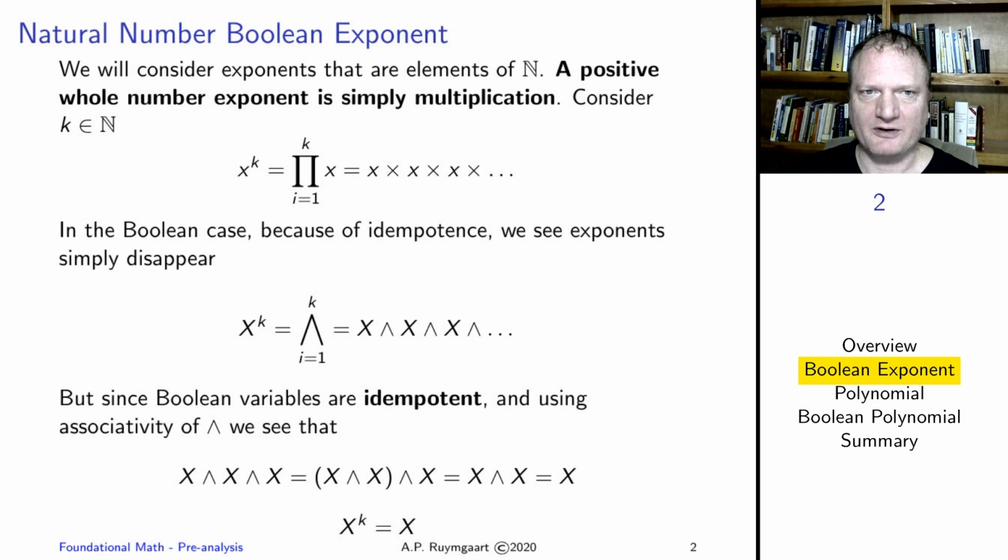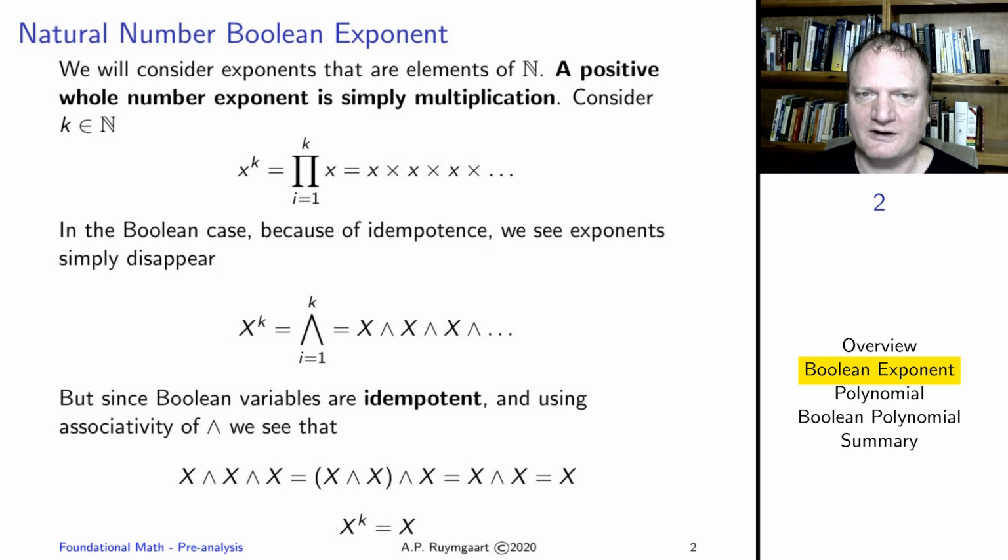Let's start by talking about the exponent of a number, and we're talking now about exponents in the form of element x to the power of k, so k being the exponent. And exponents here are elements of the set of natural numbers. So we're not going to talk about negative exponents, or exponents that are anything but natural numbers.